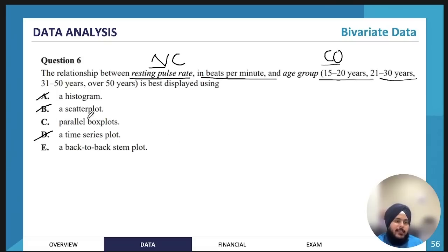So the actual answer here is going to be parallel box plots. Parallel box plots are the best way of representing this because for parallel box plots, we can have multiple categories. For a back-to-back stem and leaf plot, it's only 2 categories that we can compare at one time. So if it was just 15 to 20-year-olds and 21 to 30-year-olds, that would have been perfect to use a back-to-back stem and leaf plot. But if we have multiple categories, then we need to use parallel box plots.